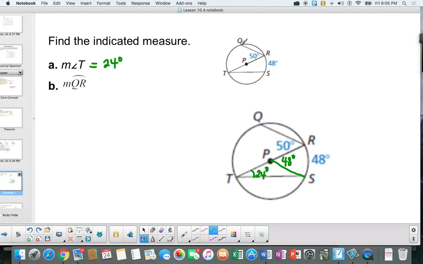Now we'd like to figure out this measure right here. But to do that, I think I'm going to try to find this arc right here. And this inscribed angle is 50 degrees. And remember, there's a 2-to-1 relationship. So this is going to be 100. This is twice this, or this is half of that. Now I see a diameter, which means all of this adds up to 180. And that means that must be 80 degrees. So this will be 80 degrees.